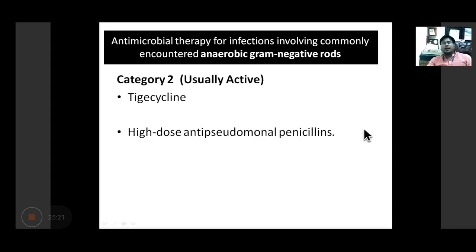Then category 2, where the anaerobic gram-negative rods are usually active, means not always active but usually active. So here we have these drugs, tigecycline, which is a newer entry in the tetracycline group of drugs with fewer side effects and less chance of development of resistance, and high dose of anti-pseudomonal penicillin. So you must know what the penicillins are which have anti-pseudomonal activity. Those drugs with high dose you can use.